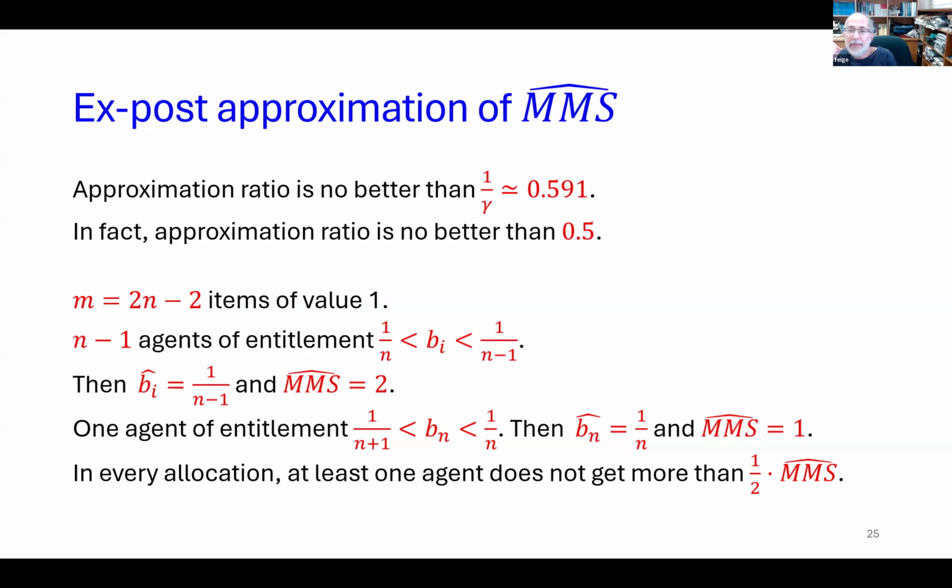So its MMS hat is 1. So it believes it is entitled to at least 1 item. Altogether, they believe that they're entitled to 2n minus 1 items, and there are only 2n minus 2 items. So one agent will not get what it is entitled to, and the last agent has to get at least 1 item, otherwise there's no approximation of the MMS hat. So at least 1 agent gets no more than half the MMS hat. So you cannot do better than that.